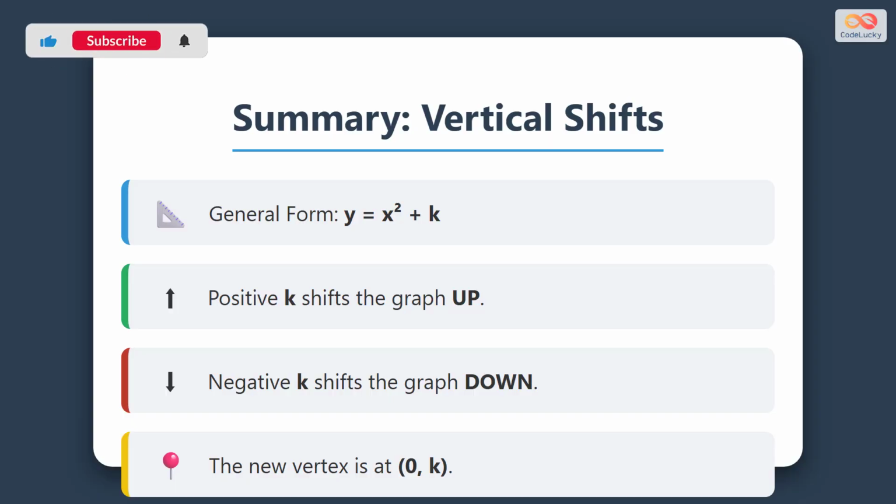To wrap up, remember these key points. The general form for a vertical shift is y equals x squared plus k. A positive k moves the graph up, and a negative k moves the graph down. Finally, the new vertex will always be located at the coordinate 0, k. You have now mastered vertical shifts for parabolas.